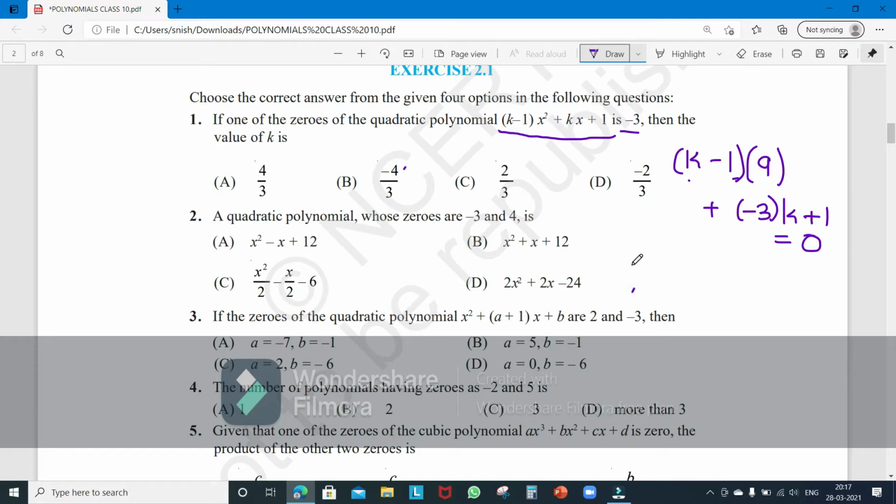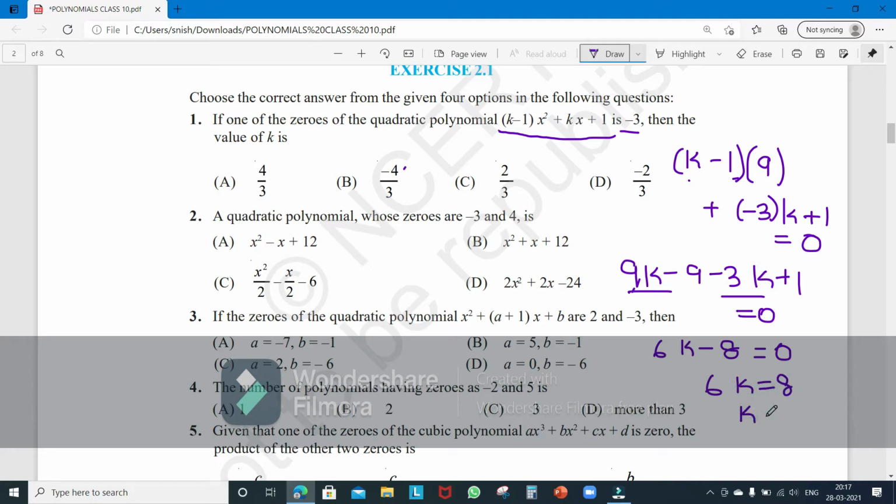Just open the brackets, we'll get 9k minus 9 minus 3k plus 1 equals 0. So now 9k minus 3k will be 6k, minus 9 plus 1 is minus 8, equals 0. So 6k equals 8, k equals 8 by 6, which will be 4 by 3. So the answer is 4 by 3. Okay, so that's the first question. I hope you have noted it down.